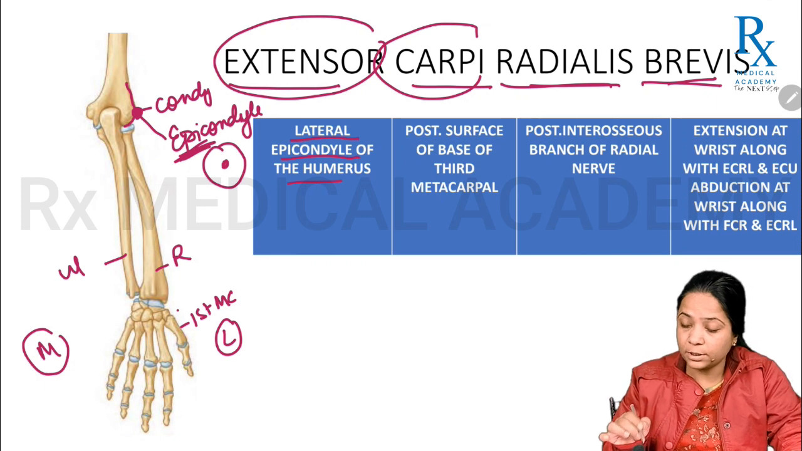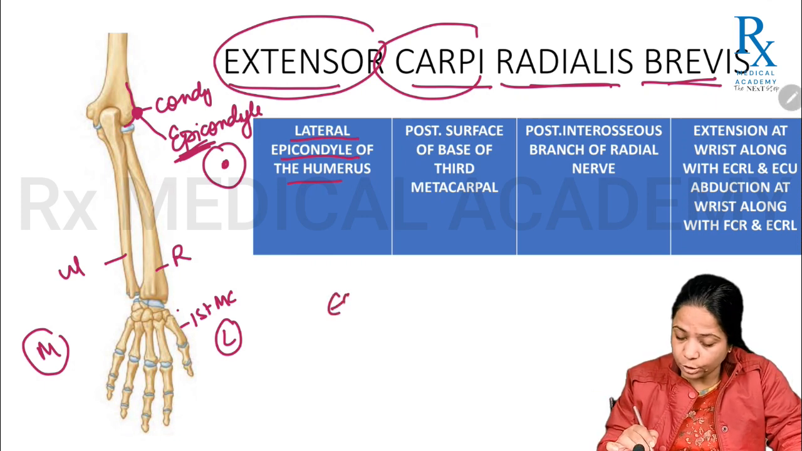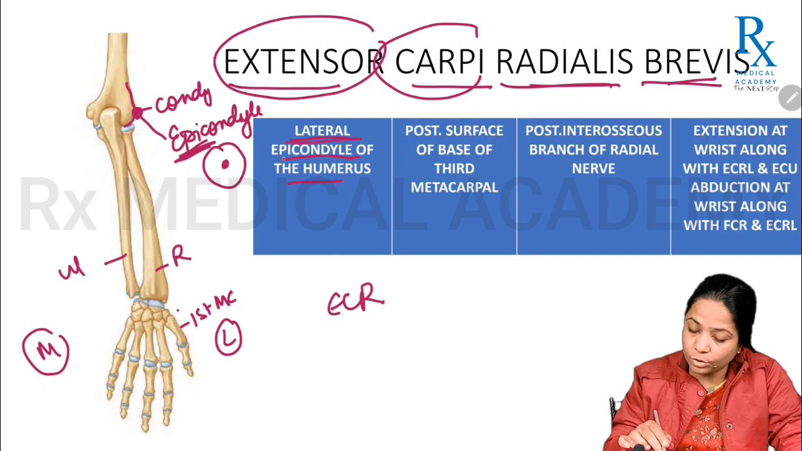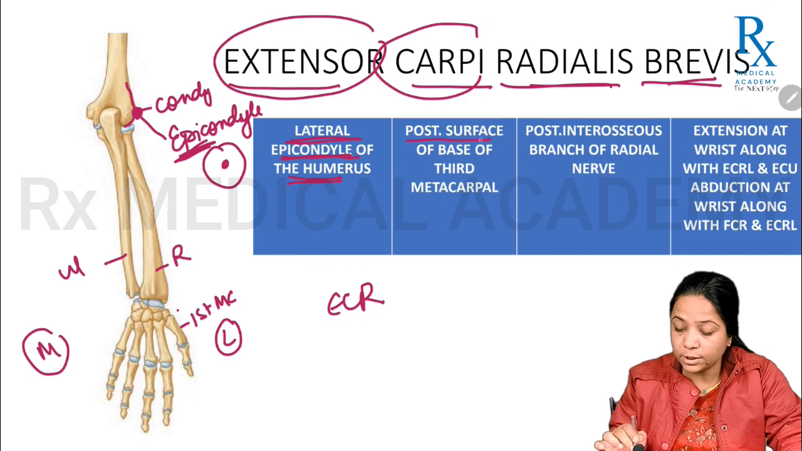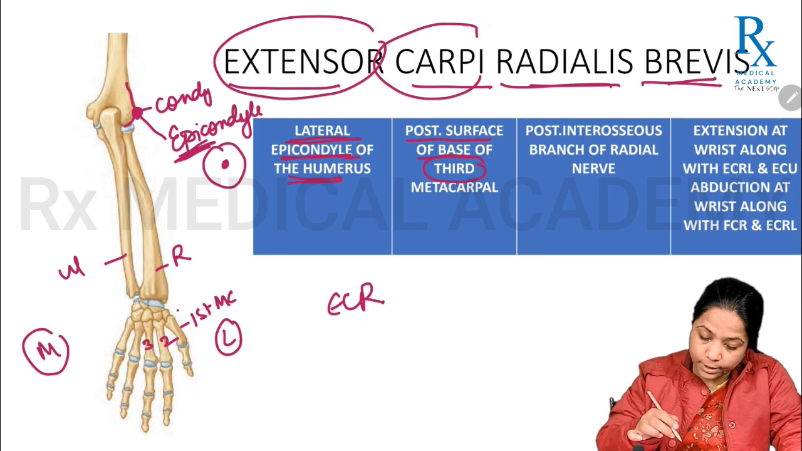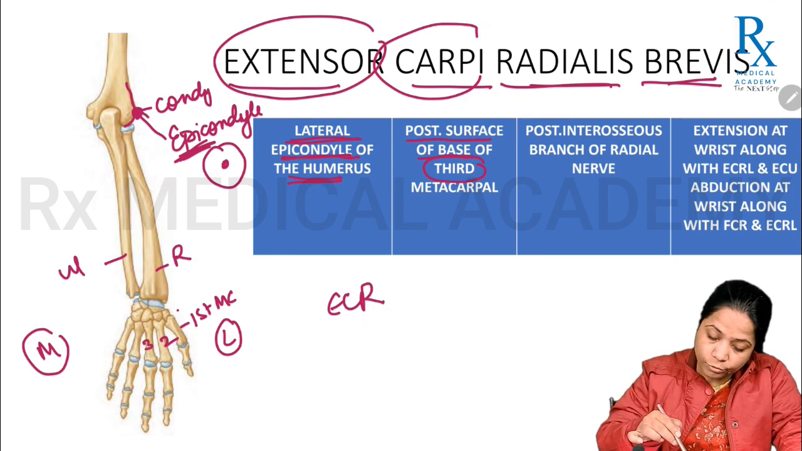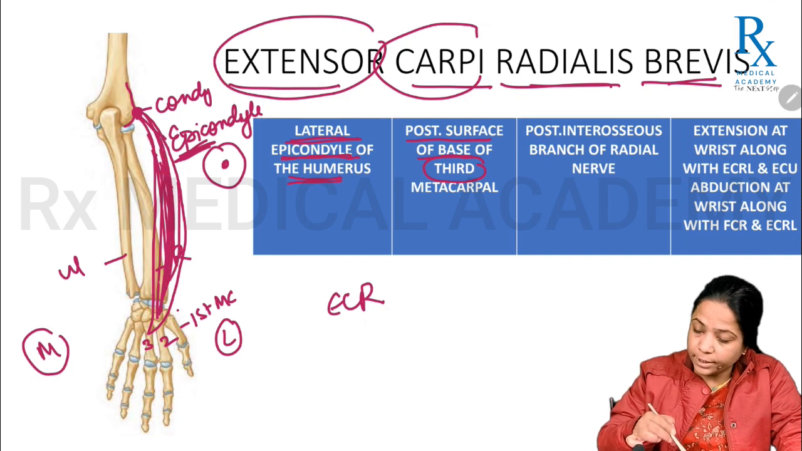So this ECRB, or the extensor carpi radialis brevis, is going to arise from the lateral epicondyle of the humerus, and it is going to insert onto the posterior surface or the base of the third metacarpal. So again, this is the second and this is the third metacarpal. So after its origin from the lateral epicondyle, it is going to insert onto the base of the third metacarpal bone. So this muscle is extensor carpi radialis brevis.